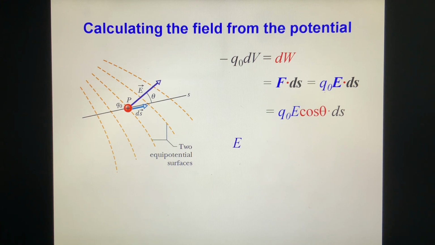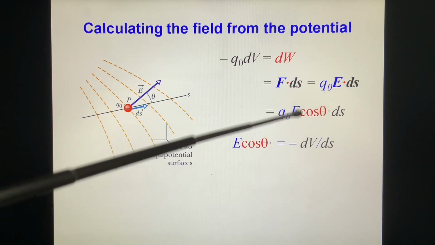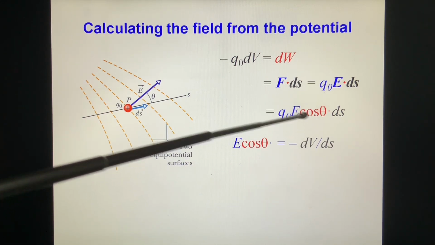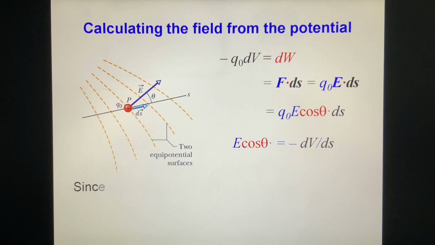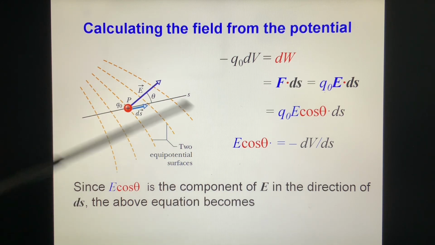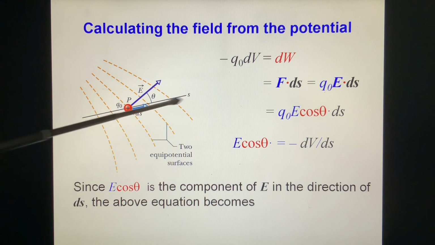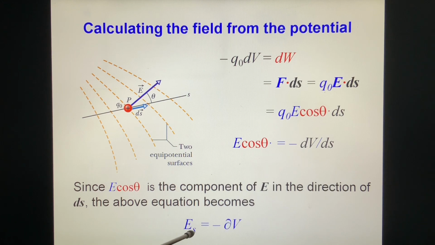We compare these two and find that E cosine theta equals, with Q0 canceled, minus dV over ds. We write it as minus partial v partial s. And E cosine theta is the component of E in the direction of ds. So this equation becomes E sub s equals minus partial V partial s. This is what we get. For different s, we get different derivatives.